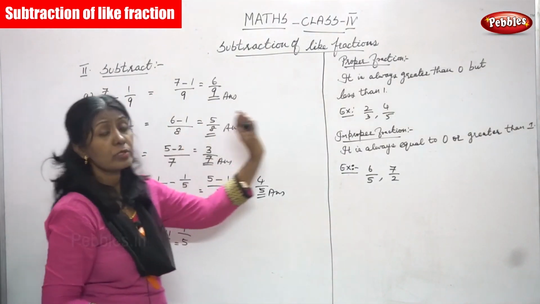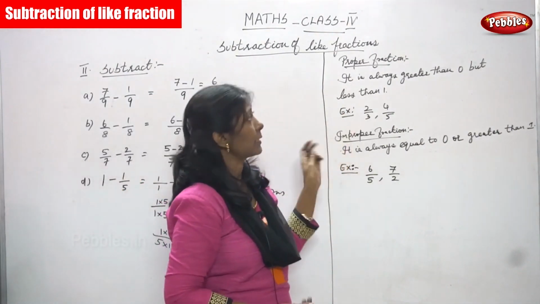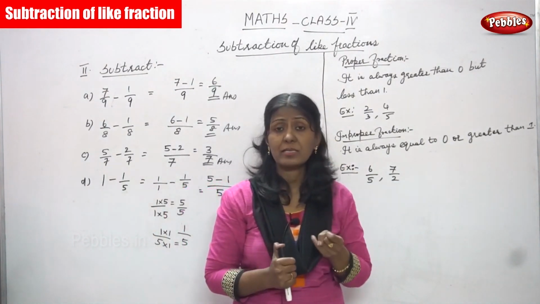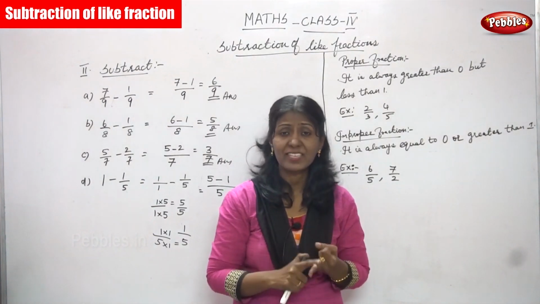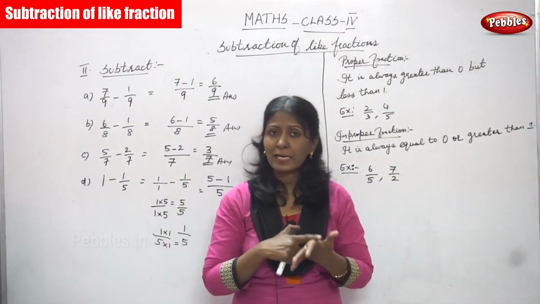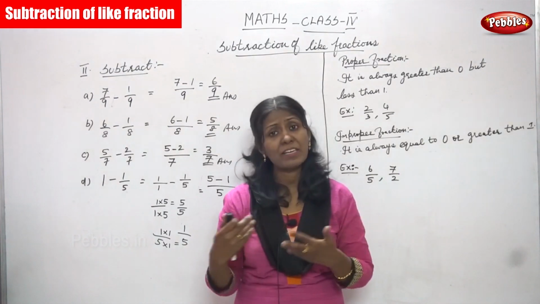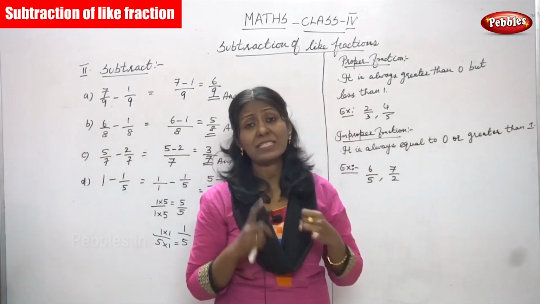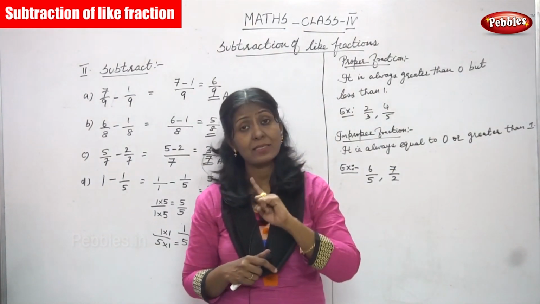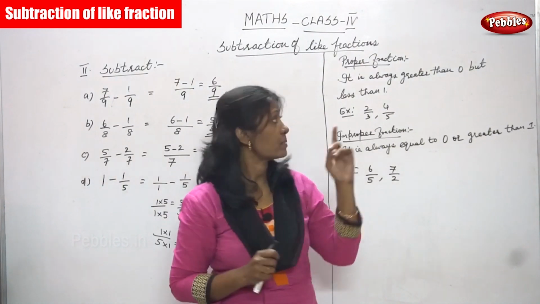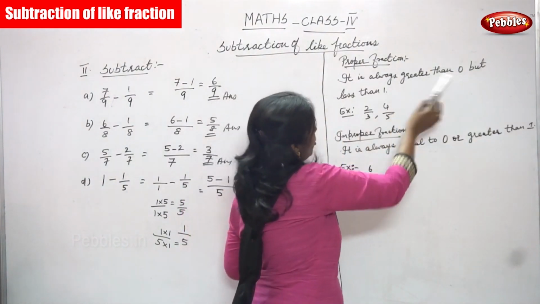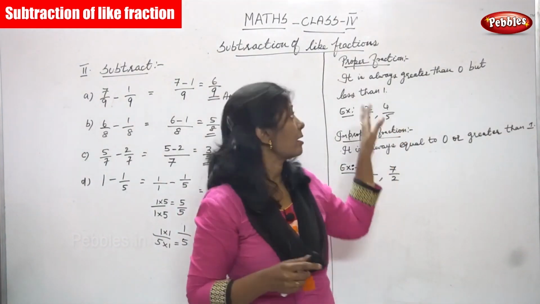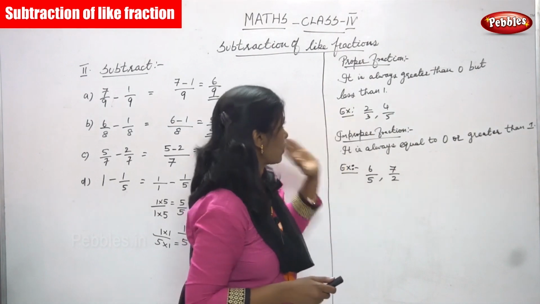Okay. Now we are going to move on to the types of fraction. Already I've taught you that there are different types of fractions: proper fraction, improper fraction, mixed fraction, like fraction, unlike fraction, and equivalent fraction. We have seen many fractions already in the introduction class, but now we are going to see proper fraction. I've told you, if the numerator is lesser than the denominator, it is a proper fraction. It is always greater than 0 but less than 1. It is the value of a proper fraction.